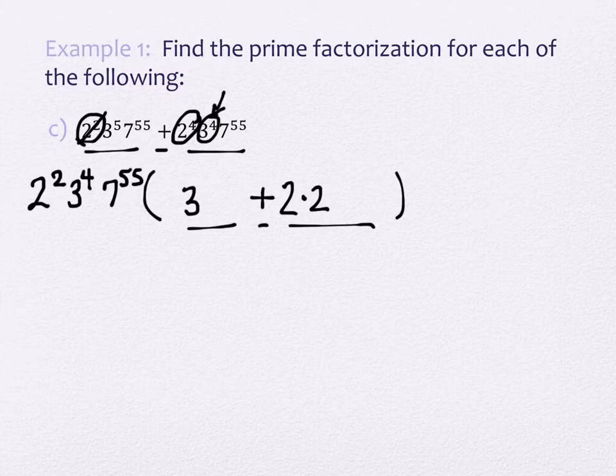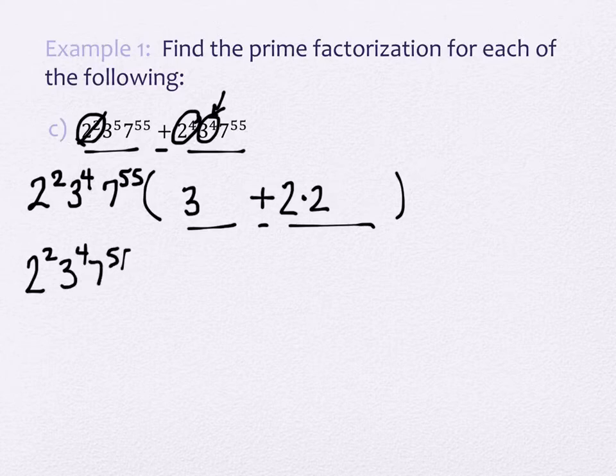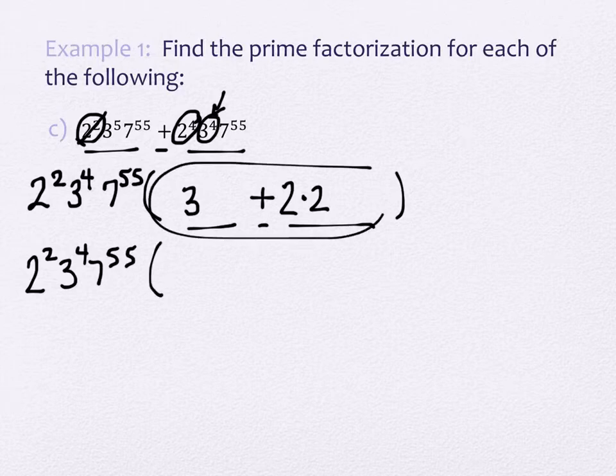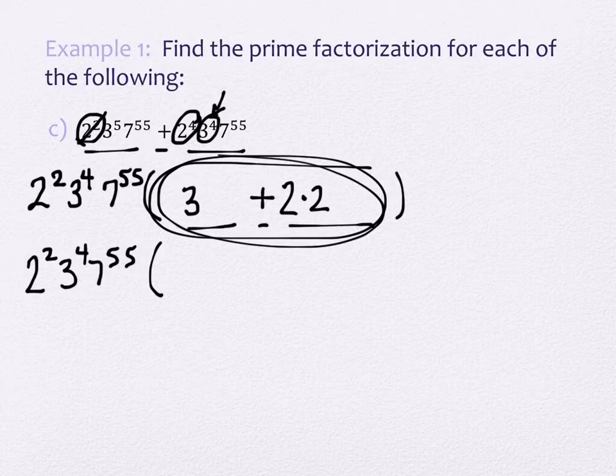Okay. 2 squared, 3 to the 4th, 7 to the 55th. That's all primes raised to powers. What is left on the inside? What is this stuff? What is 3 plus 2 times 2? That's 7. So I was able to combine the pieces that they don't have in common with the addition that they were using to combine them.